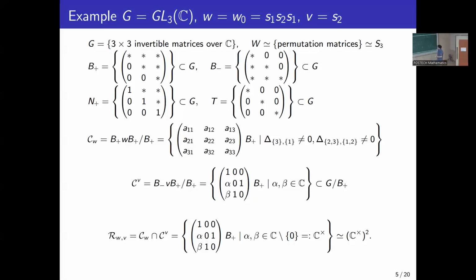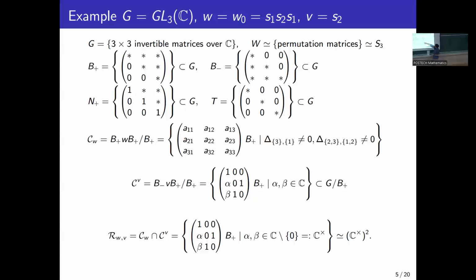Then you can calculate this one, right? Because it's explicit, you can just calculate the corresponding set of left cosets. So the Schwarz cell in this case, let me see, what are W and V here? I'm sorry, I didn't write it. Here I denoted W as w naught, the longest element, and V as the identity. Because, for example, our Weyl group is the permutation matrices, you can calculate. Then the result is the following.